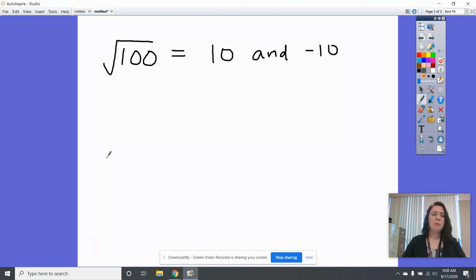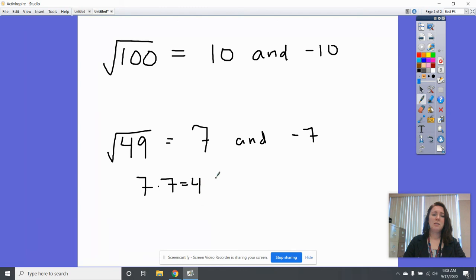Okay, how about the square root of 49? Well, that's 7 and negative 7 because 7 times 7 equals 49 and negative 7 times negative 7 equals 49. So again, square root is what number times itself gives you that answer. So in this case, there's going to be two different answers.